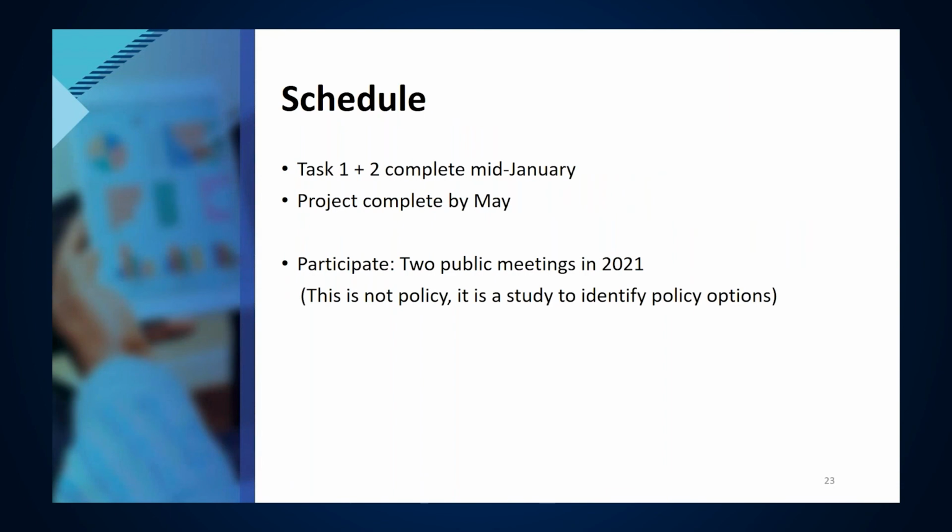With the schedule, tasks 1 and 2, which is that inventory process, we should be done with by mid-January, and we expect to have some kind of stakeholder meeting at that point, not determined yet, but we'll be working towards that in January. The whole project needs to be concluded in May. This is just an introduction, the first of a series of public meetings. We will have 2 more going into 2021. And again, there's the reminder, this is not policy, it's a study to identify our options.